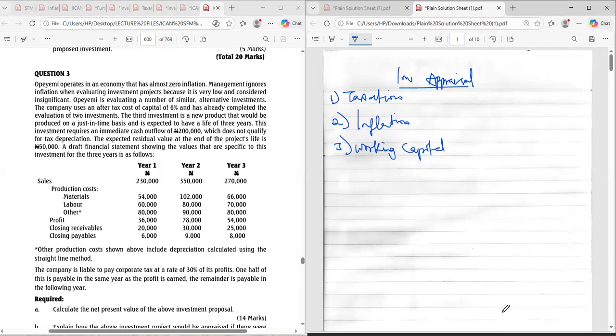Now let's talk about them very quickly before we solve this question. It's in your past questions anyway. It's an SFM question, and I brought it there. So let's talk about taxation first.